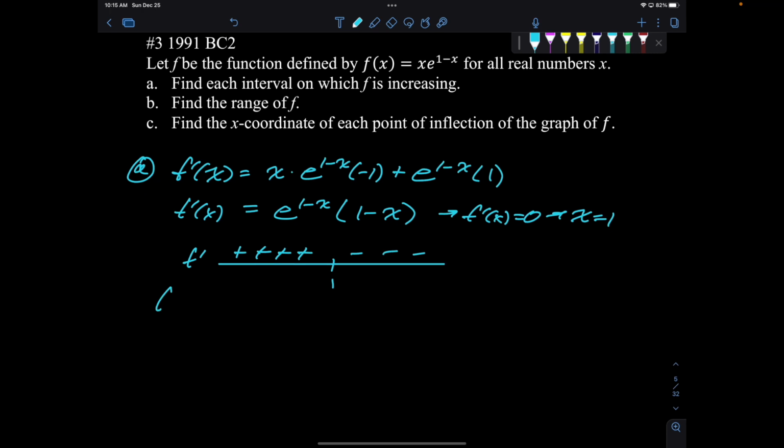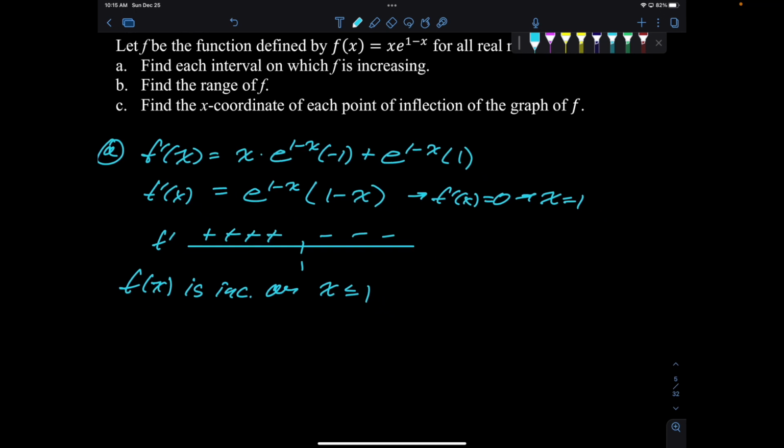So f of x is increasing on x less than, or say less than or equal to 1. You could say just less than. I'm pretty sure you would get all the points on an AP exam. And then my reason is because f prime of x is greater than 0 for x less than 1.